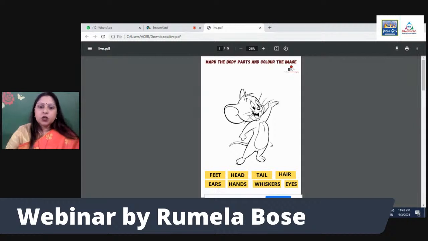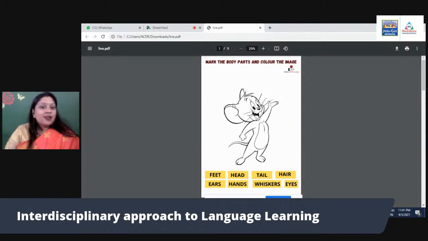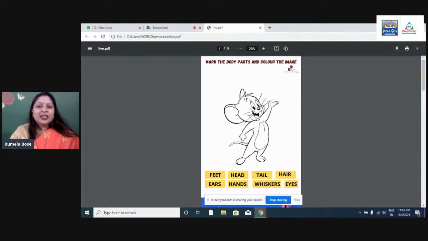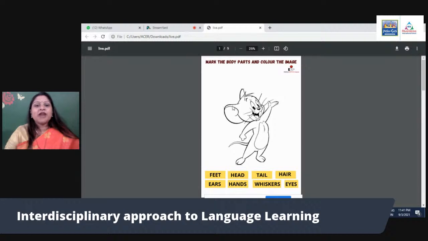So this first worksheet that I have here, you see that we have Jerry Mouse. Jerry Mouse is absolutely not a subject of education, right? Jerry Mouse is particularly for entertainment. But in this worksheet, you can see that we are marking the body parts and coloring the image. So Jerry Mouse has body parts, humans have body parts, animals have body parts. So the concept of science, body parts, is being incorporated with language as well as drawing or painting, that is creativity.